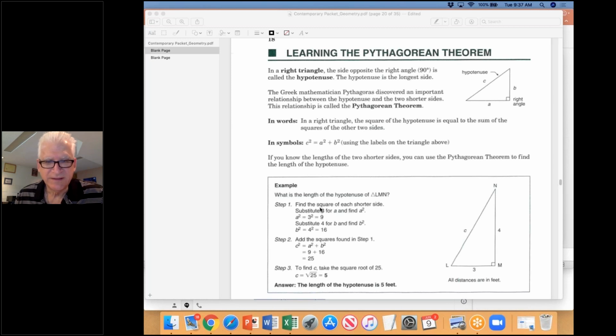But the Pythagorean theorem says that a squared plus b squared equals c squared. And a is 3, so 3 squared is 9. B is 4, 4 squared is 16. 9 plus 16 is 25. The square root of 25 is 5. And this is a 3, 4, 5 right triangle, which is very common in trigonometry. But that's all I'm going to say about that today.